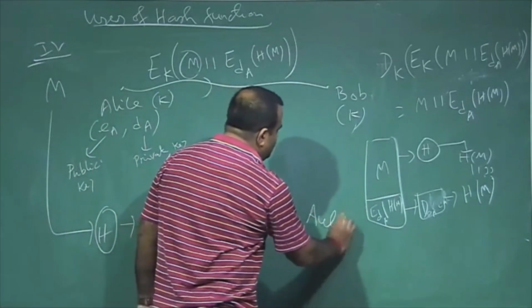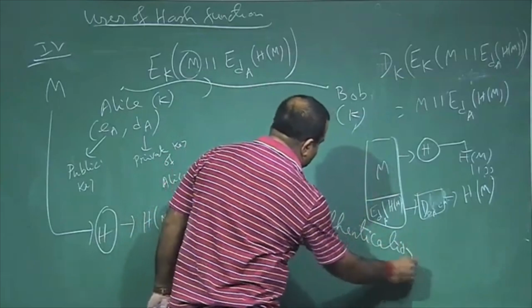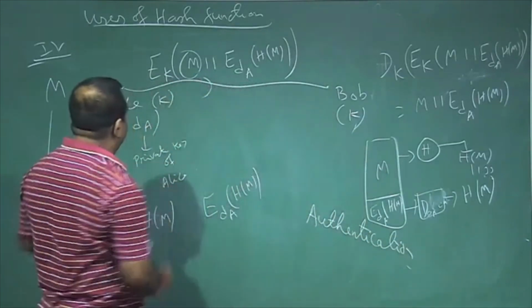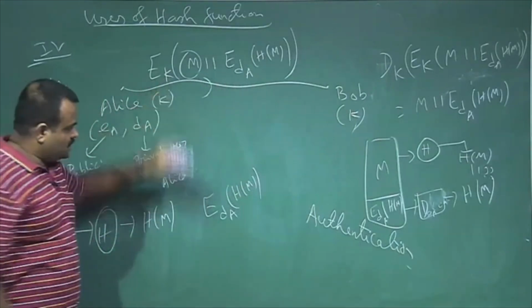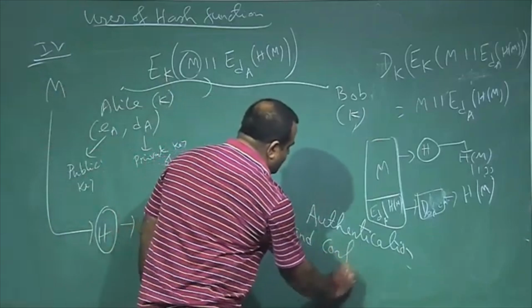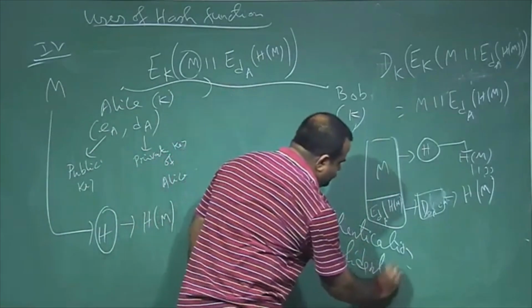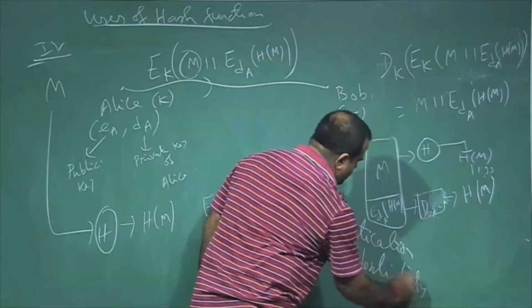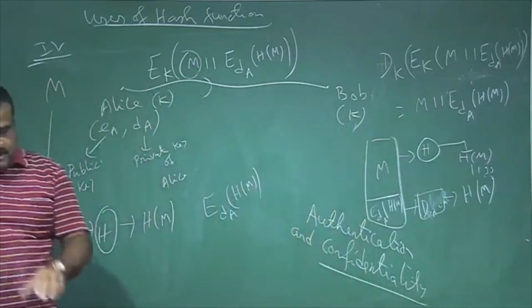So here we are having both the authentication and the confidentiality of the message, because the message is not becoming public. We are using another level of encryption, symmetric key encryption. So authentication and confidentiality, both are achieved here. Okay.